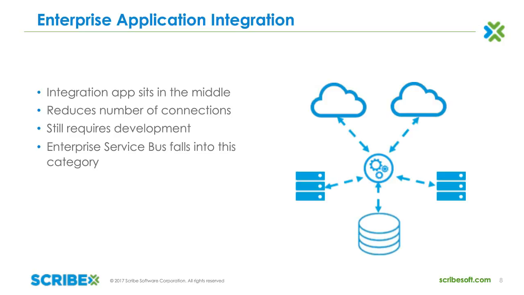But the main advantage of enterprise application integration over point-to-point is that it dramatically reduces the number of connections required, especially where you've got lots of applications, because as you can see in the diagram, there's only one connection between each application and the integration app.